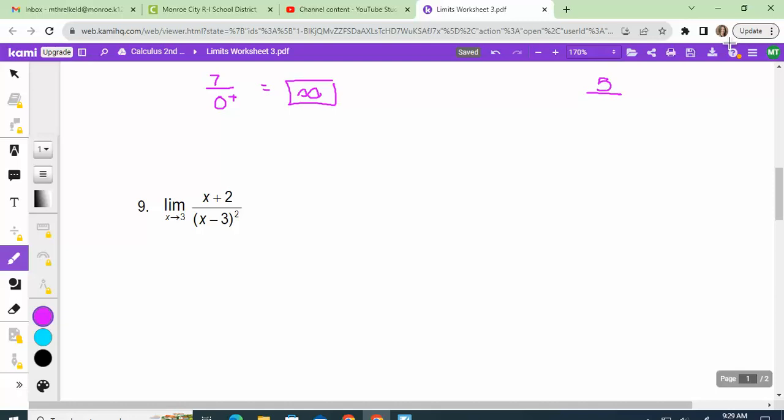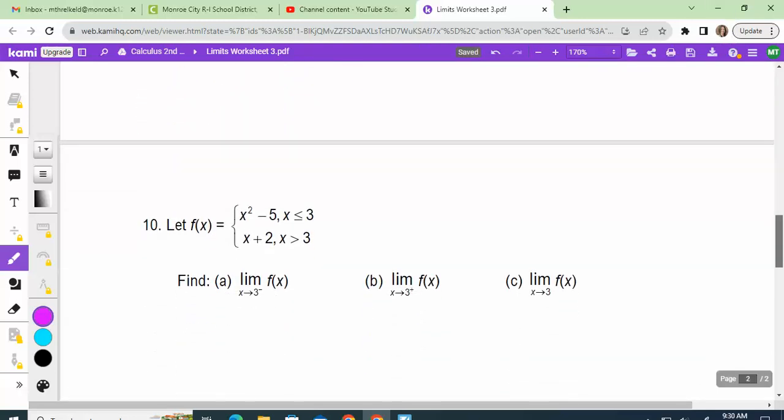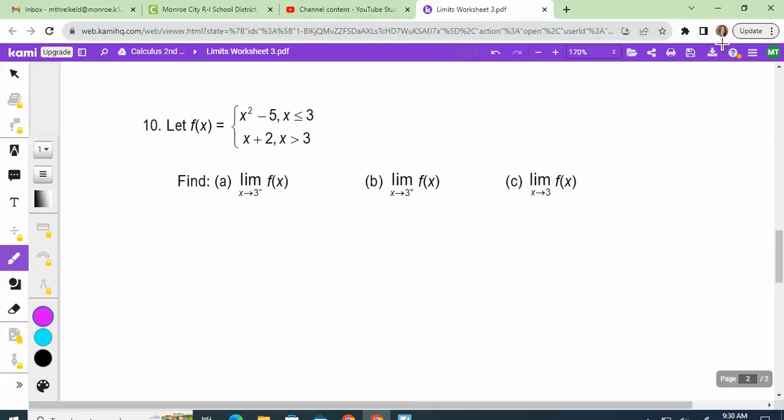So what do we put? All right, number 9. When I throw a square on the bottom now, it's still approaching 0, but whether it's positive or negative, when I square it, it becomes positive. So 5 divided by a smaller and smaller positive number. Last. Okay, so this is a piecewise. Are all of those okay? First page, 1 through 9.